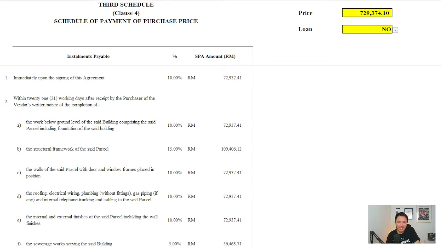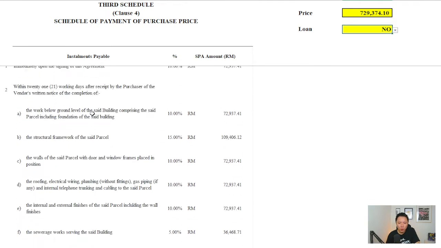This is the standard set for the payment schedule. The first item is that the moment you sign the sales and purchase agreement, you're required to pay. Say for example, we are going to buy the property at this price right here. Upon signing the sales and purchase agreement, SPA, you're required to pay 10%. This is the amount that you need to pay the moment you execute the SPA.